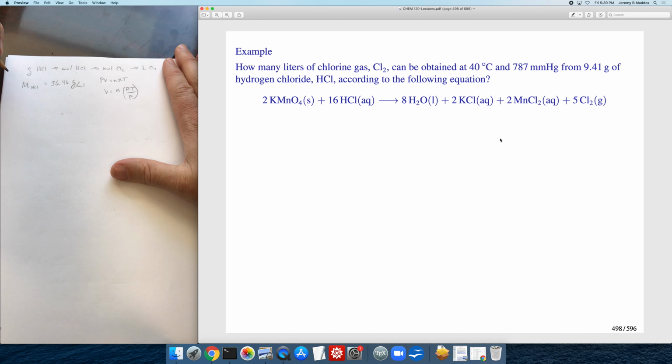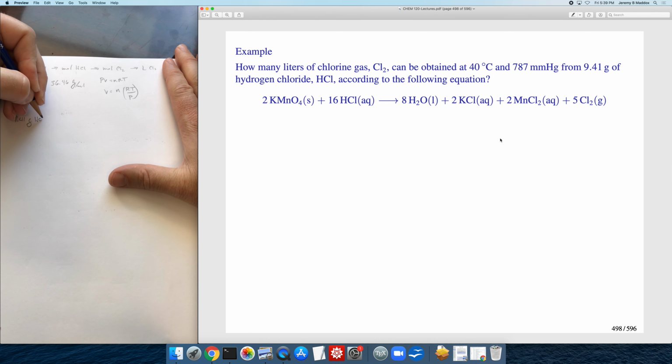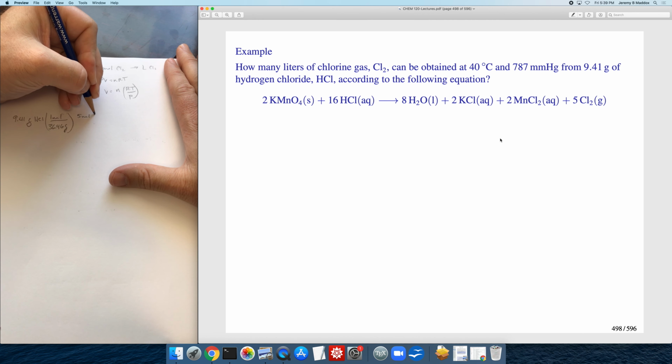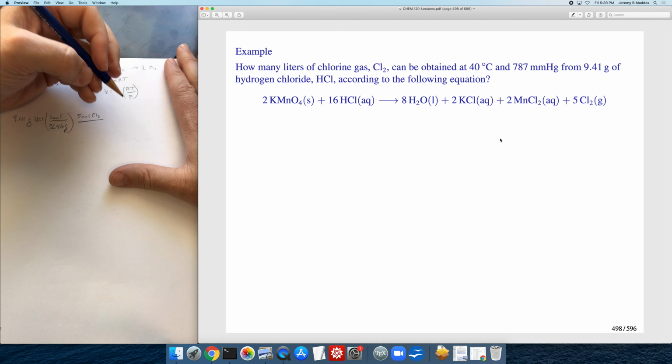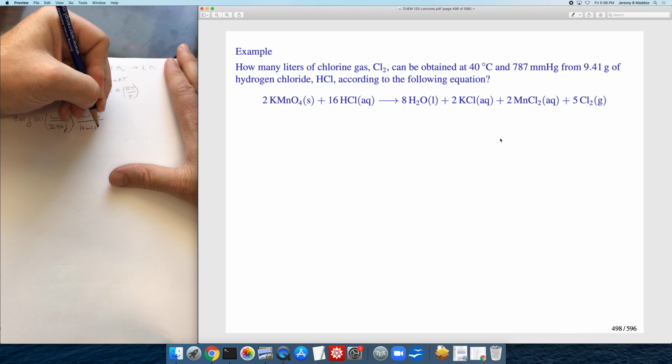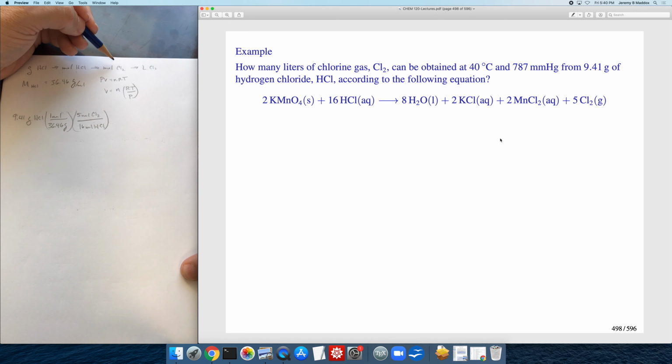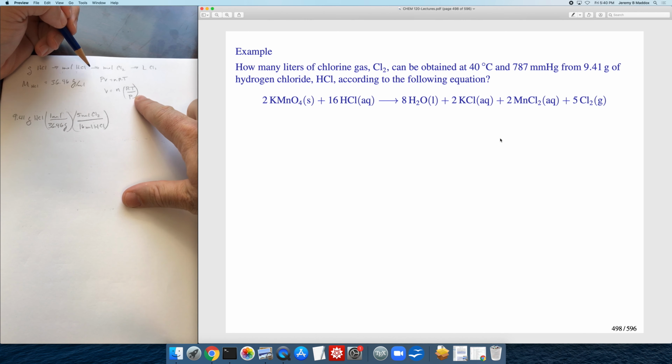So let's set up the problem. We've got 9.41 grams of HCl, and we're going to divide by the molar mass. Okay, so that's going to take us from grams to moles. Now we'll use the stoichiometric coefficients. Okay, there are 5 moles of chlorine gas produced for every 16 moles of HCl that react. So now we're at moles of Cl2. And then to get to the volume of Cl2, we need to multiply by this conversion factor.